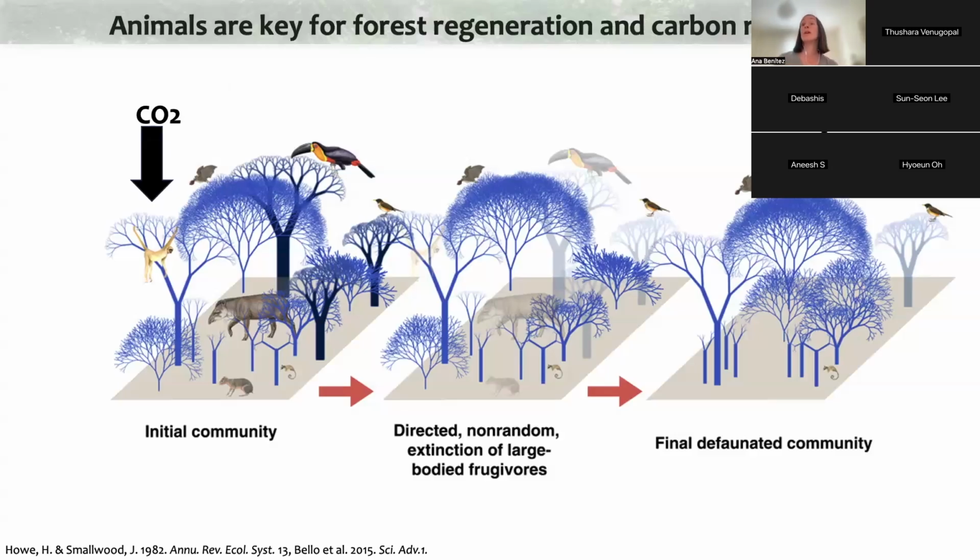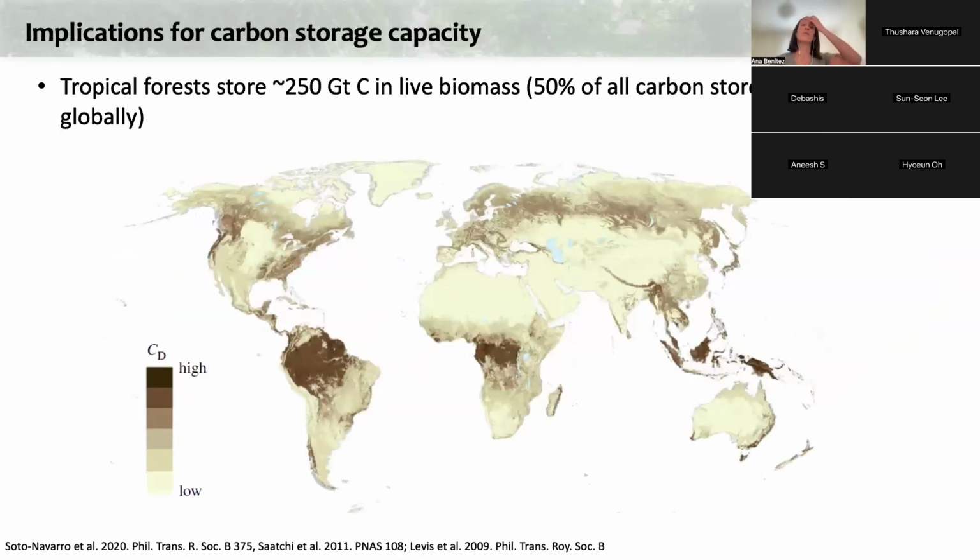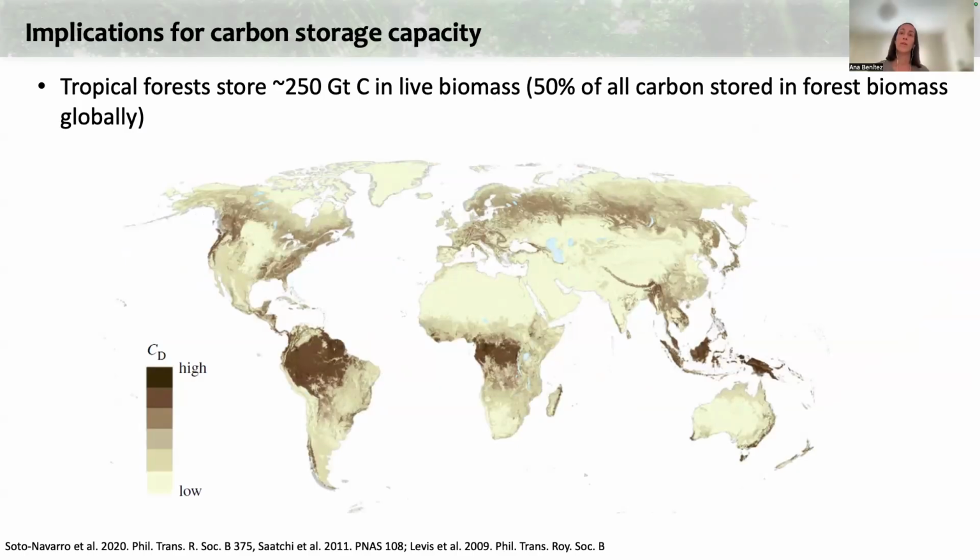And this is really, really important because, as you know, tropical forests are one of the major reservoirs of carbon among all forests in the world. Basically, 50% of all carbon stored in forest biomass is in tropical forest. So, as I said, we're not only losing carbon stored in animal tissue, but we may also be losing the ability of tropical forests to store carbon because the animals allowing forest regeneration may be disappearing.